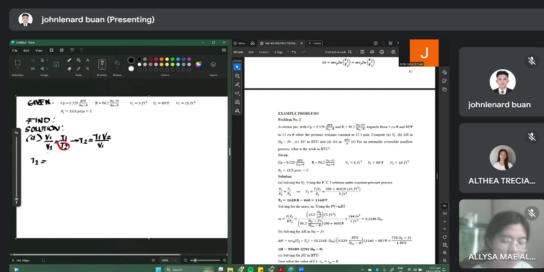So T2, the value of T1 is 80 degrees, 80 degrees plus 460, para maging Rankine po. And then we also have here V2, which is 15 cubic feet. And then we also have the volume 1, which is equal to 5 cubic feet.